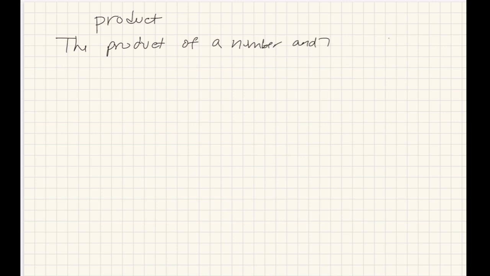Now we've known that the word product means multiplication. So when we have the word product in a phrase, it is going to mean that we are multiplying things. So if I have the product of a number and 7, I can write it as 7n because that means 7 times n. So n is going to represent our unknown number. If I have the opposite of n, it would be negative n.